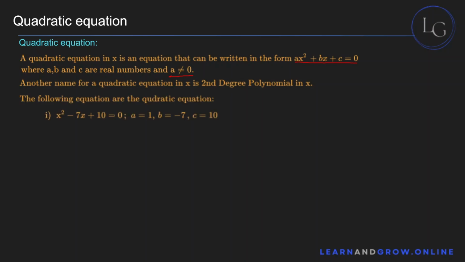So this is an example of a quadratic equation. Over here the value of a is 1, b is -7, and c is 10. Similarly here the value of a is 6, the value of b is 1, and the value of c is -15.